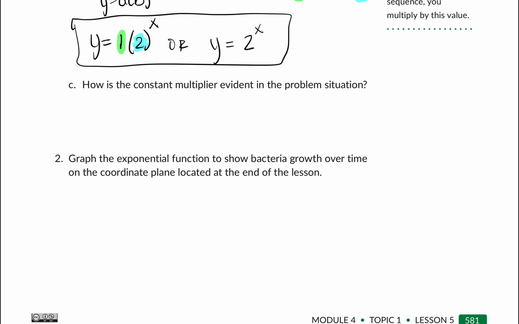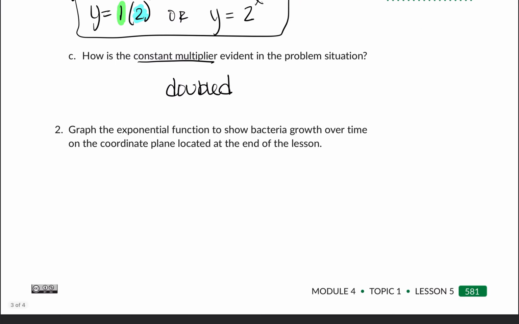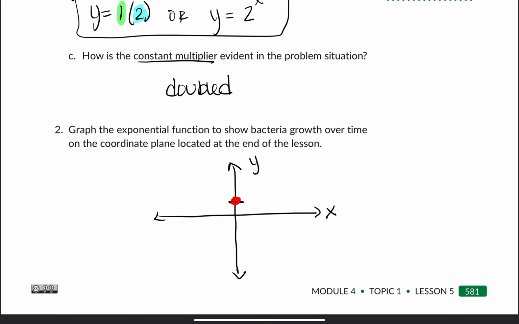Here, how did we know that the constant multiplier meant it doubled? That's the word that we highlighted. And then we're going to graph. We're going to do a very rough sketch. Okay, so this is my x. This is my y. My y-intercept is 1. So that is 1. So this is my y-intercept.